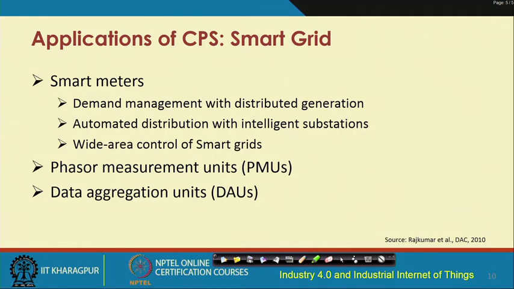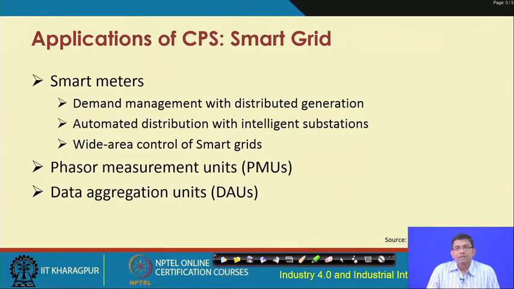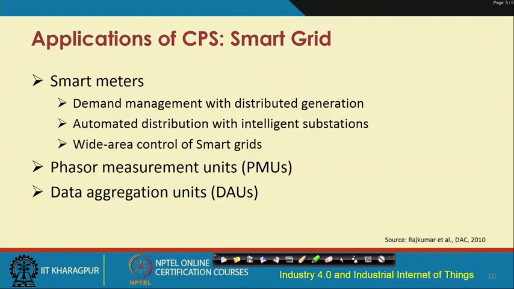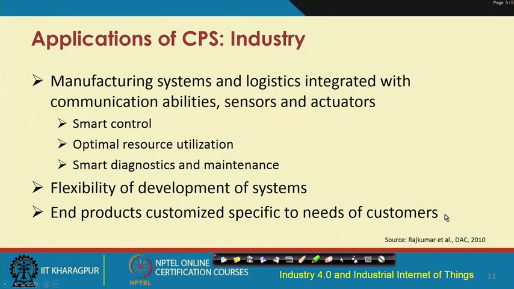Likewise, another application domain is the energy sector, in the smart grid. Smart meters are examples of cyber physical systems. Smart meters can do demand side management with distributed generation, automated distribution with intelligent substations, and wide area control of smart grids. So all of these things can be performed with the help of smart meters, and smart meters are good examples of cyber physical systems and their use in the energy sector. Smart meters are one, but there are other examples also, like PMUs, phasor measurement units, data acquisition units, and so on. So all of these are examples of cyber physical systems in the energy sector for smart grid.